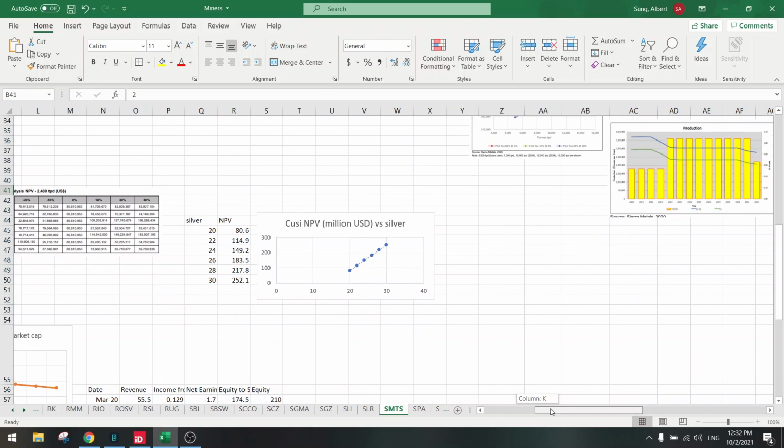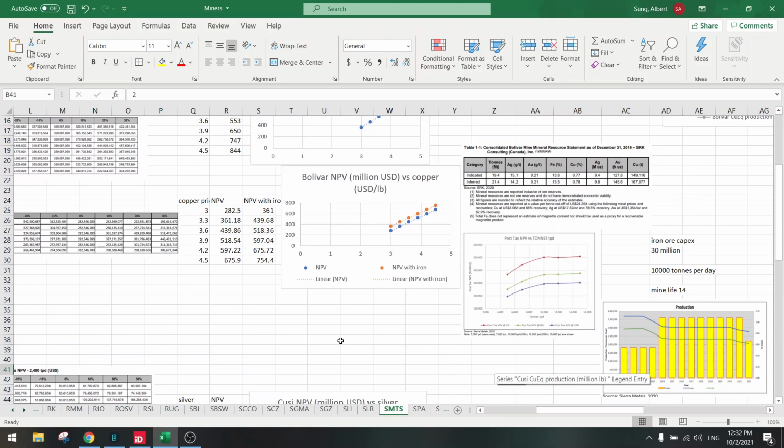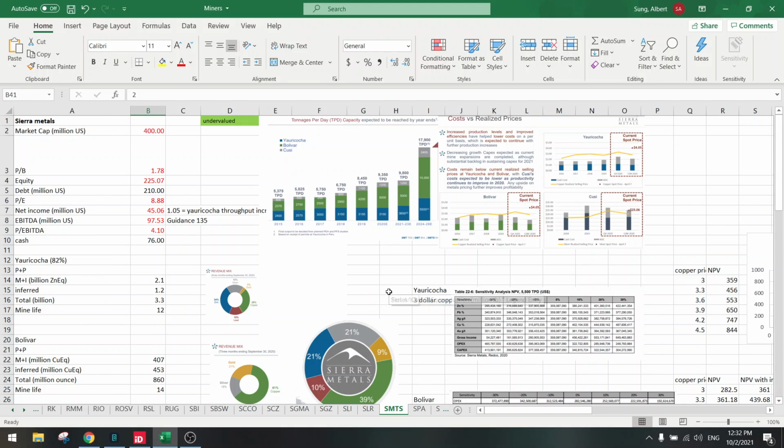So they recently announced their magnetite project for Bolivar, which is actually this green thing here.